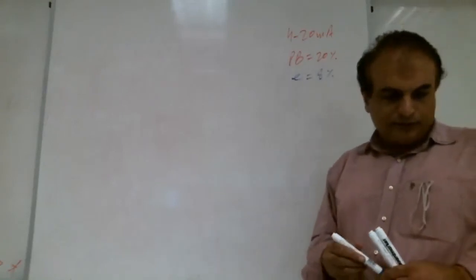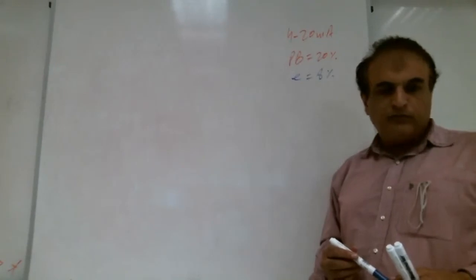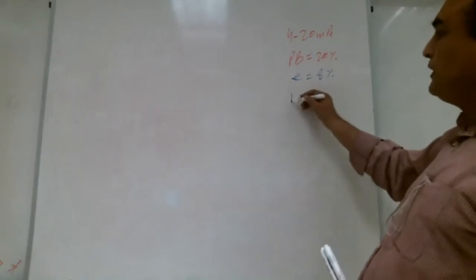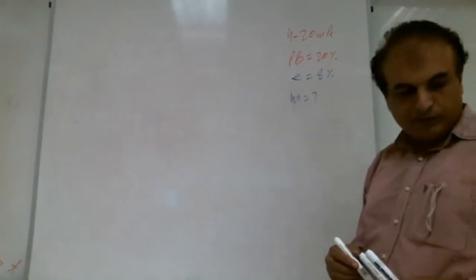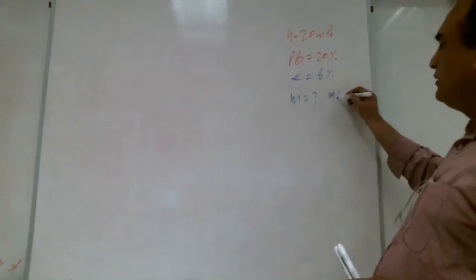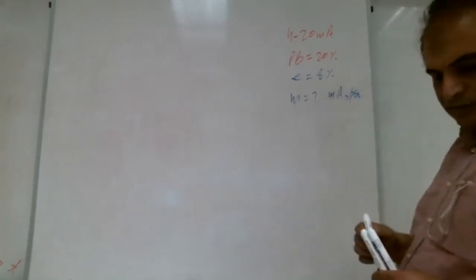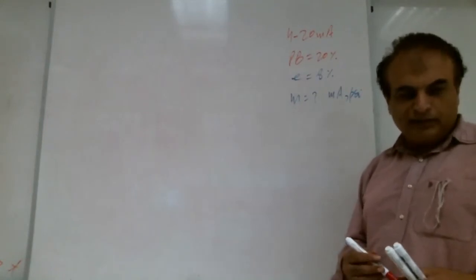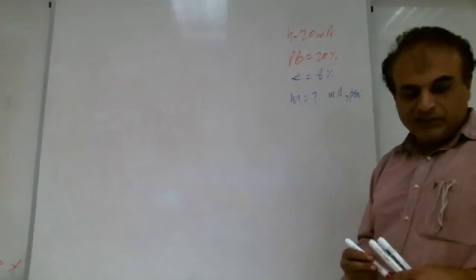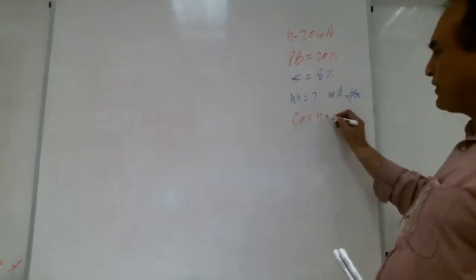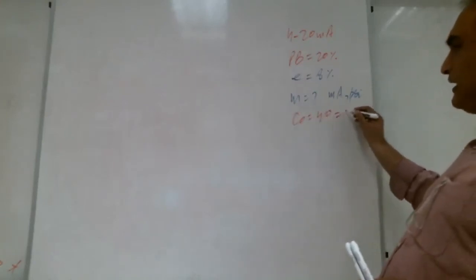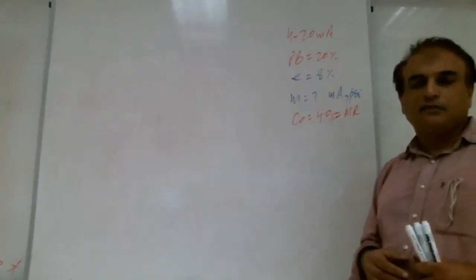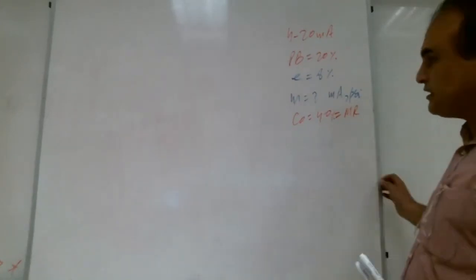What will be the value of controller output in milliampere, PSI? C0 is equal to 40. C0 means initial condition. That is MR. MR is equal to 40%. Right, Shabab? This is part A.